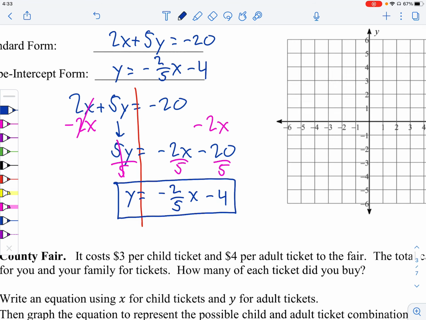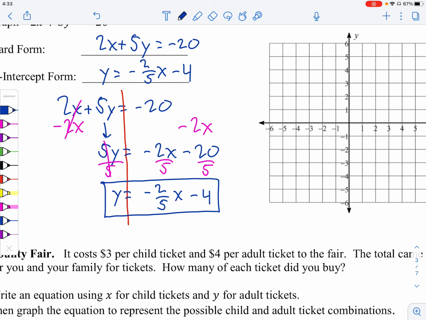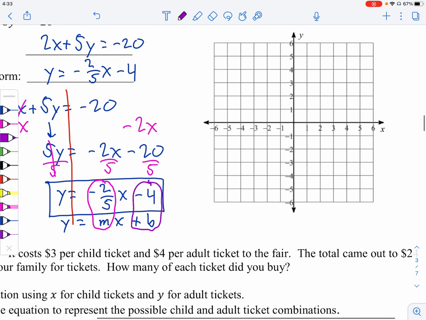Right, so that's the same process. We can identify again, y equals mx plus b. Our slope is -2/5. Our y-intercept is -4. So on our graph, we start at 0, -4. This is our y-intercept. Our slope is down to the right 5, right? -2 over +5.